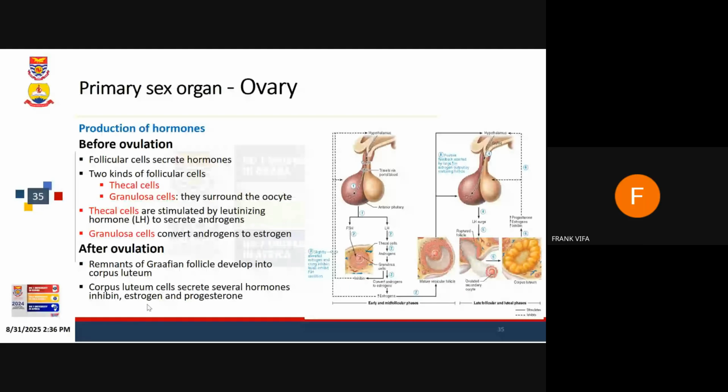Hello. You mentioned testosterone, so I'm kind of confused. Is it also secreted in females? Yes. Okay. My first time of hearing that.